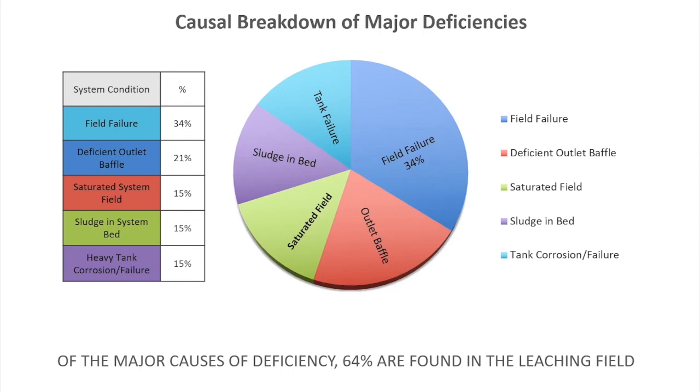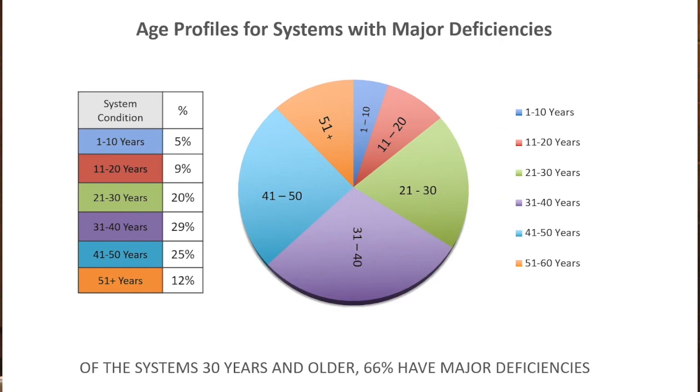But of the major causes of deficiency in a septic system that are problematic, 64% are found in the leaching field. The majority of the problems are in the most important part. And this is how we correlate the age of a system with the deficiencies. Anybody here notice that as you age, your health maybe declines a little? Yeah. So it's the same with septic systems. You are really just a big septic system.